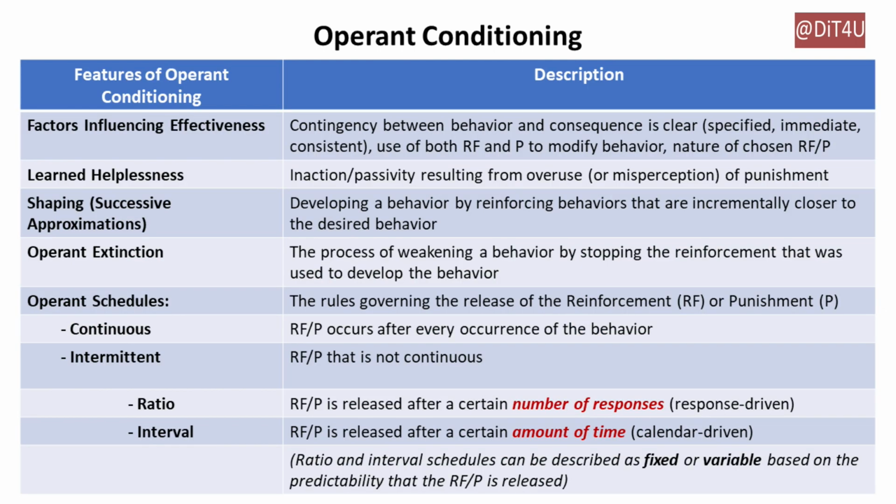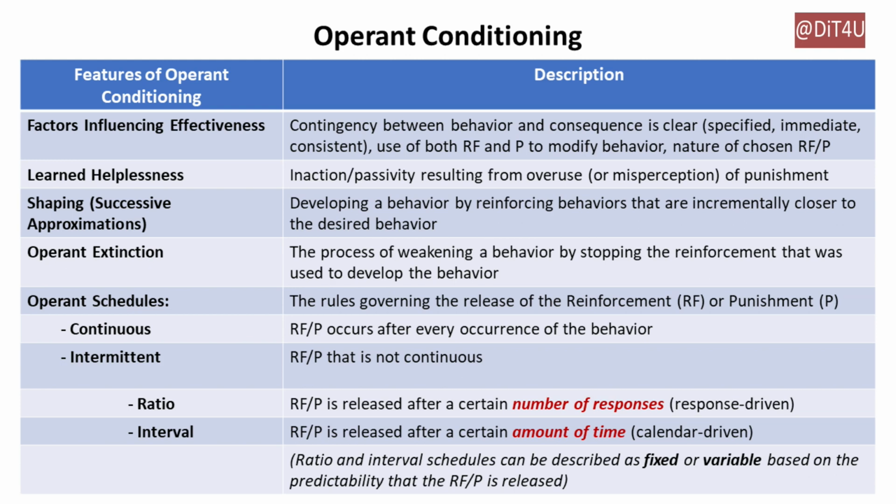There is a whole list, as I told you, so please go through all those things. The operant conditioning specific examples or types: factors influencing the effectiveness, that is active learning. Contingency between behavior and consequence is clear. There is a definite relationship between whatever behavior is elicited and the result of such behavior. Specified, immediate, and consistent. It happens every time. It is immediate, and it is specific to that kind of behavior. So use of both punishment and reinforcement to modify behavior, and the nature of chosen reinforcement or punishment. All these things are very, very important as far as effectiveness of this mode of therapy is concerned.